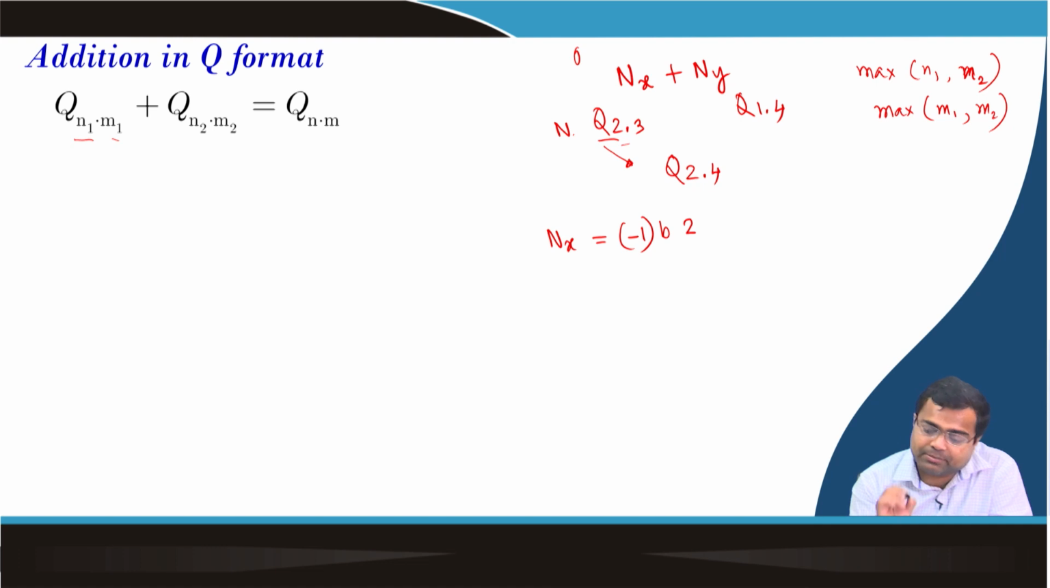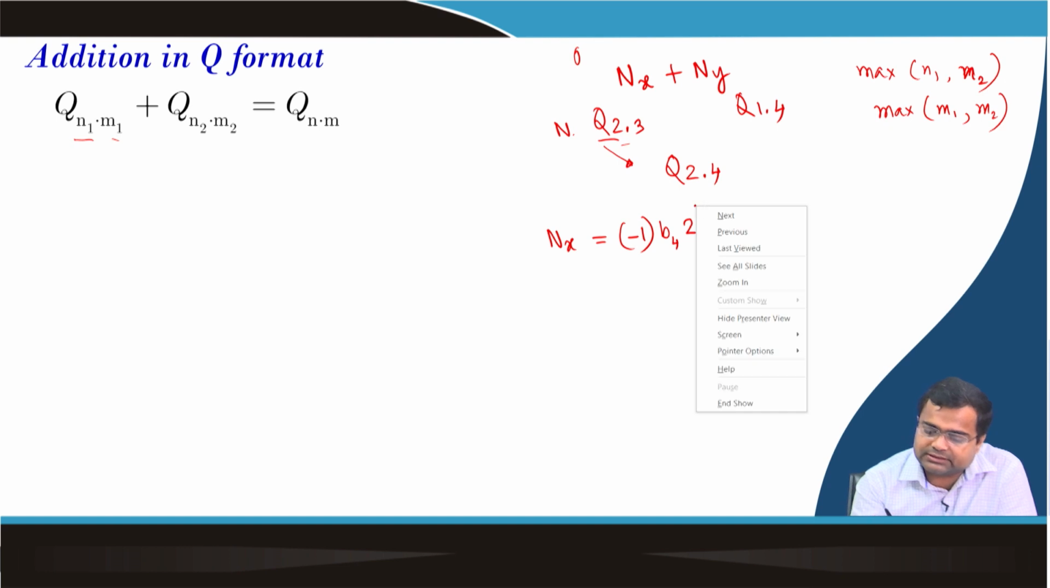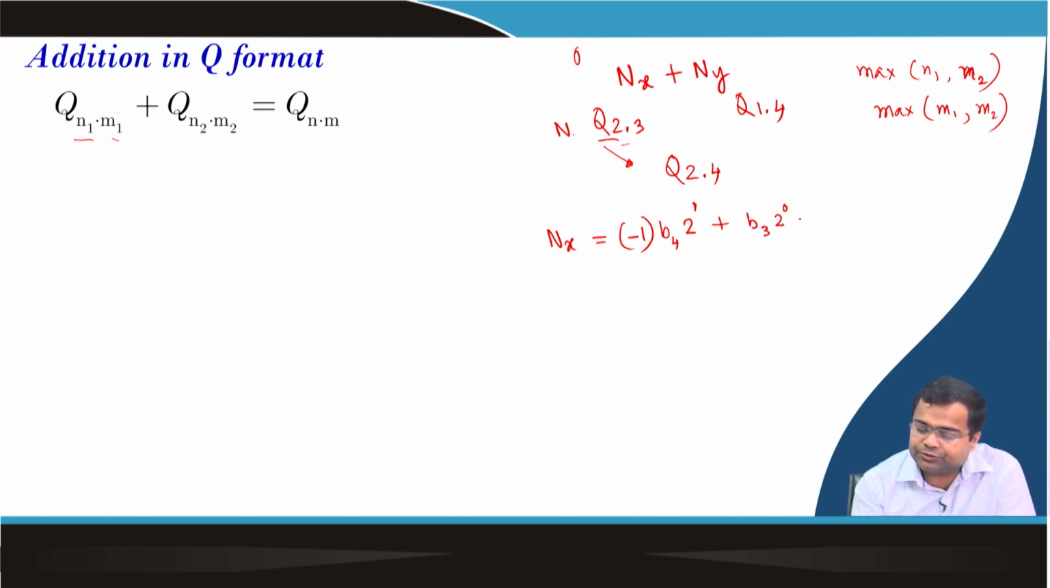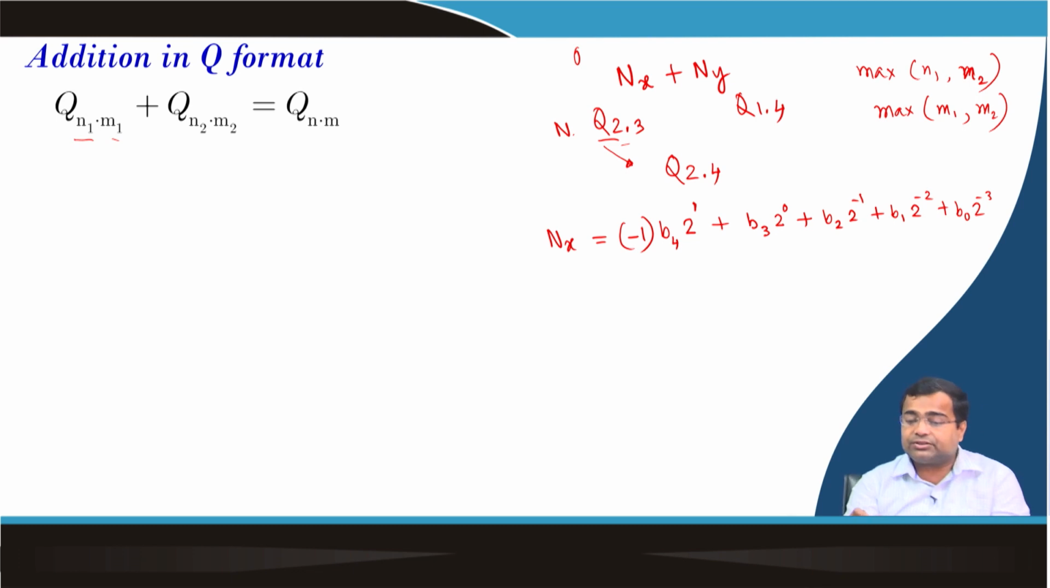So, it is a 5-bit number, so it will be b4 for this number, then 2 to the power, since there are only 2 integer bits, it will start with this, then b3 2 to the power 0, then b2 2 to the power -1, then b1 2 to the power -2, b0 2 to the power -3, because there are 3 fraction bits.